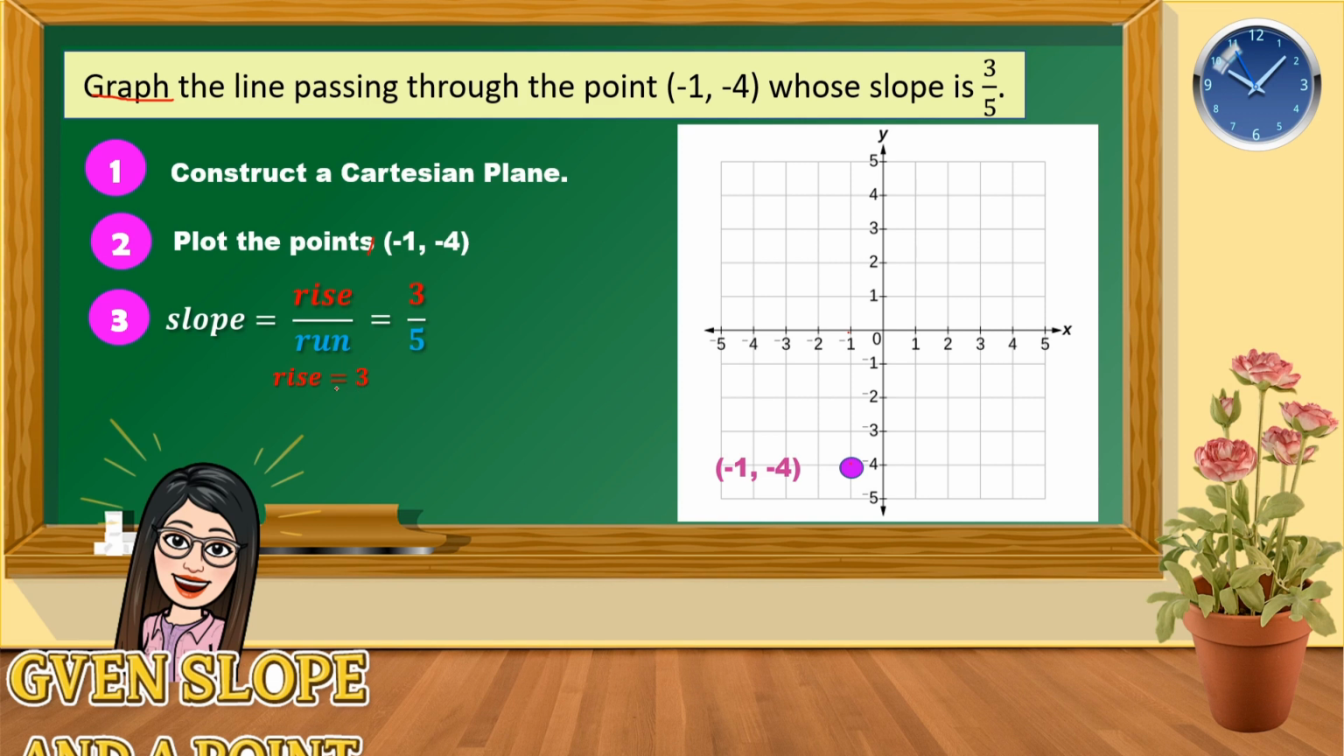Okay. So, actually, pwede rin naman tayong mag-move downward kahit na rise yan. We will move downward if the value of our rise is negative. Okay. But since our rise is positive 3, therefore, ang direction ng movement natin is upward, pataas. So, saan tayo mag-start ng movement? So, dito tayo mag-start sa ating initial point. So, from here, we will move 3 steps upward.